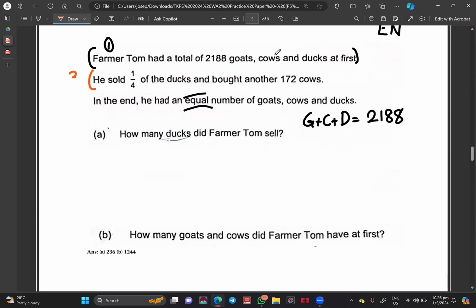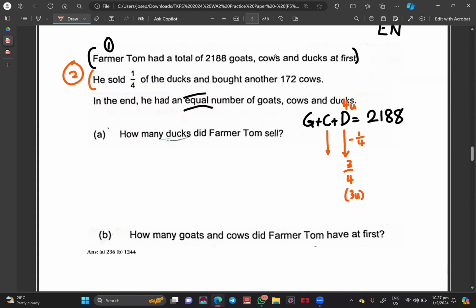It says that he sold 1/4 of the ducks. Did he sell everything? No, he didn't. He only sold 1/4. What is he left with? 3/4 of the ducks. How many did he have at first? 4 units. Isn't that true? Because the total is the at first. The numerator is basically the parts. All right, so 1 unit was given away. He is left with 3 units of ducks. So we are just going to say that this is 3 units.